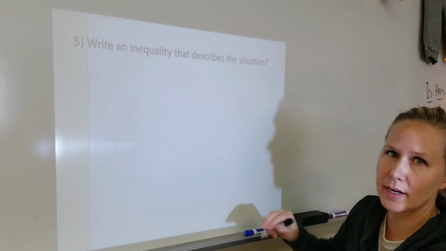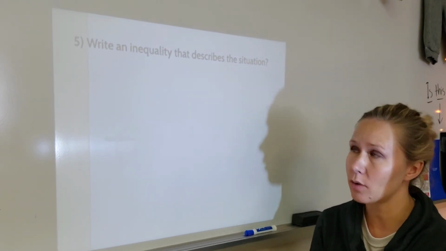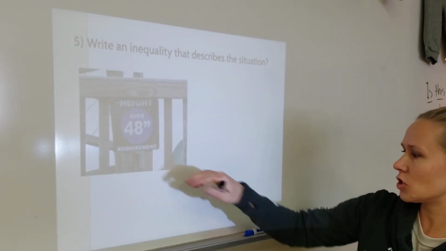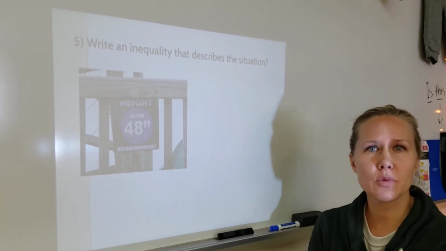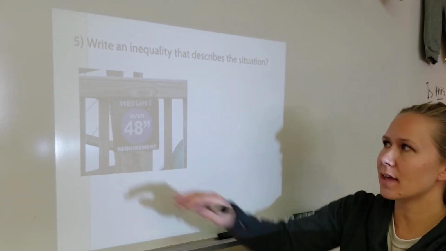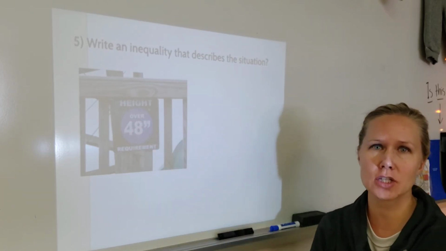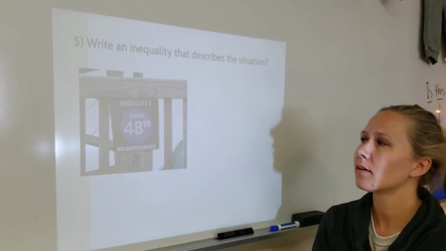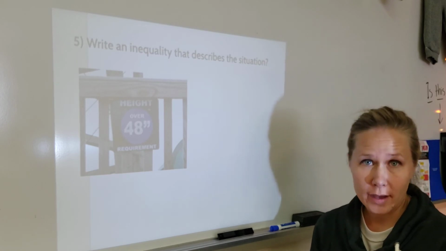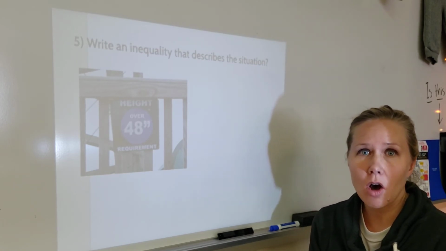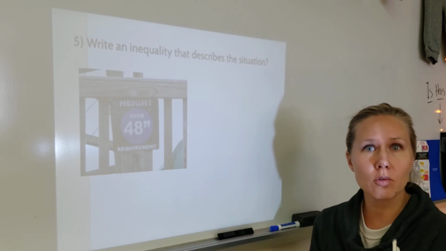We want to be able to write an inequality from a situation now. Here's the situation. Sometimes when you're at an amusement park, you'll see signs like this. So we have a height requirement. You have to be over 48 inches to ride on this ride. Okay, so let's write an inequality representing all of the people that could ride on the ride.